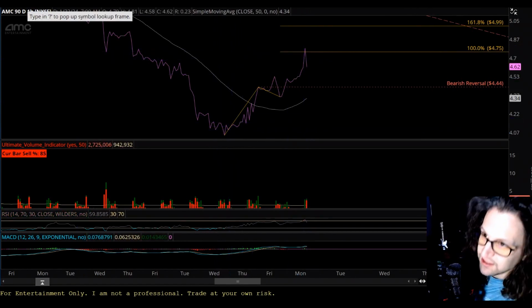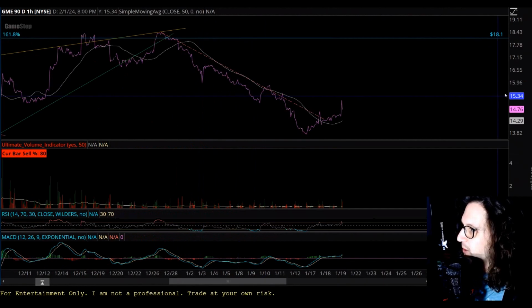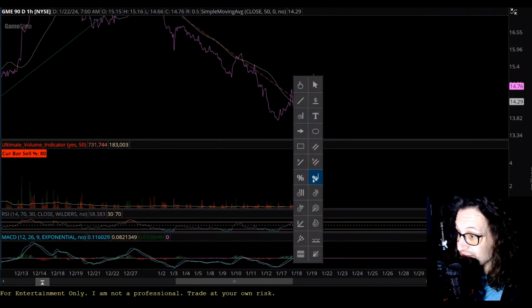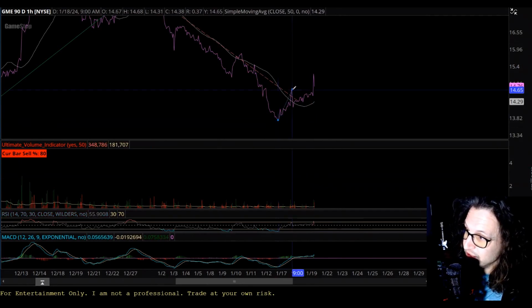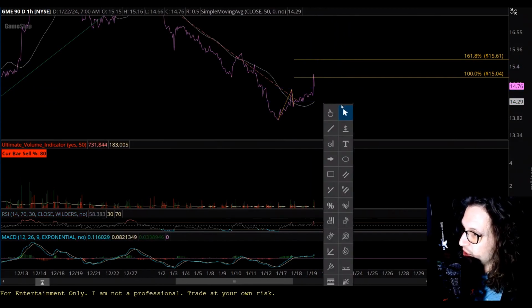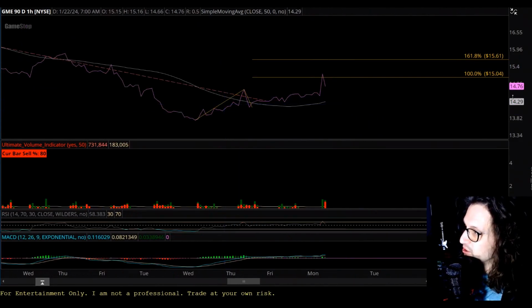Moving into GameStop. GameStop is doing a similar thing where we've broken this incoming downtrend, thank goodness, and it's not going to be any different than AMC at this point. The two are moving very similarly. I think I want to draw it like this. Boom, we've hit that 100% target at 1504, which is correction.